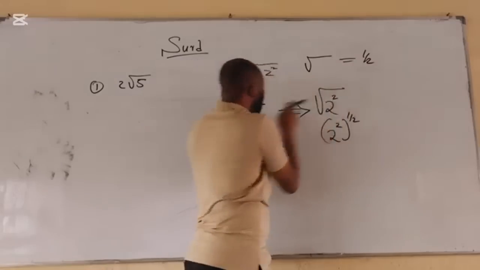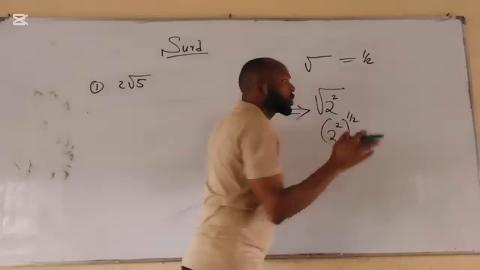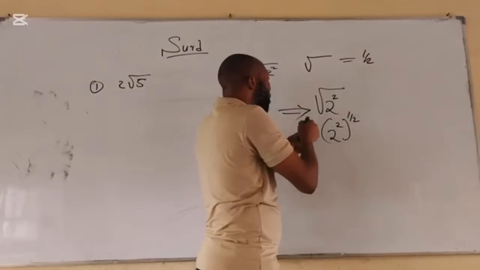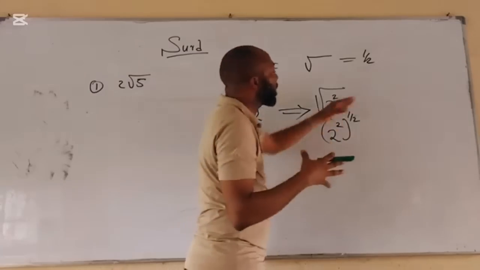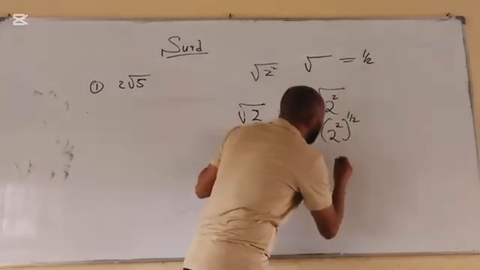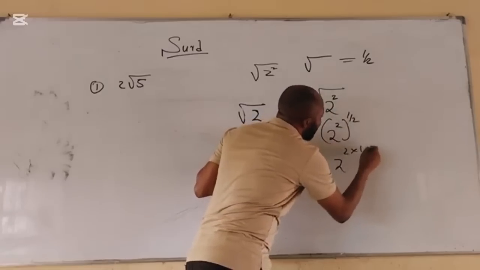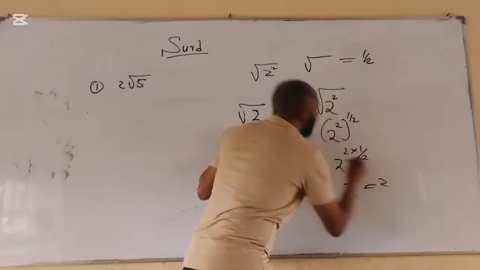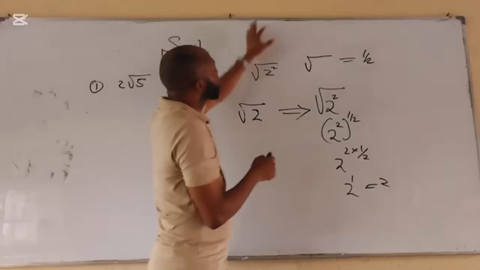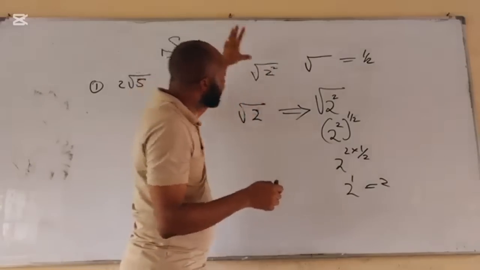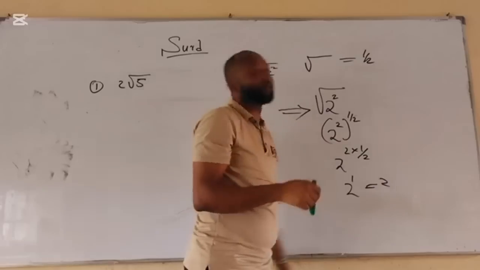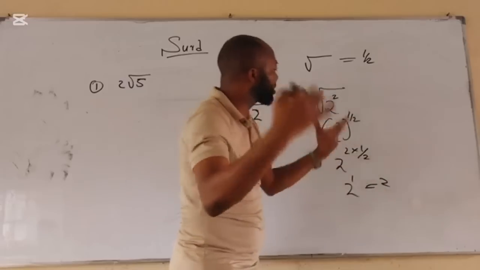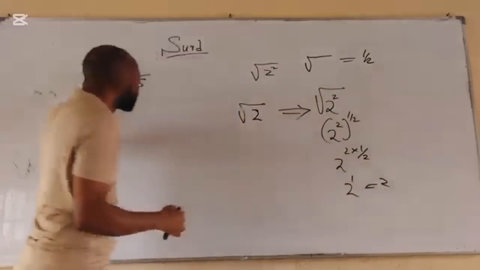But how is this 2? It is this. According to the power law of indices, when a number is raised to a given power, which is again raised to another power, the powers are multiplied together for the final result. It means 2 raised to the power 2 times 1 divided by 2. 2 times 1 is 2, divided by 2 is 1. So 2 raised to the power 1 is 2. So when I square and root the number, it is still 2, because I can prove here using laws of indices that it still maintains the value 2.